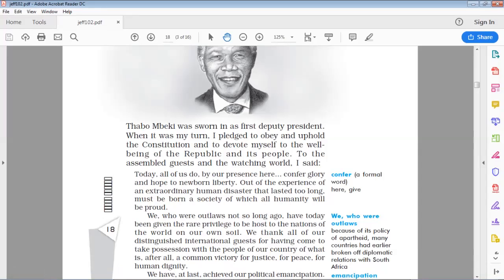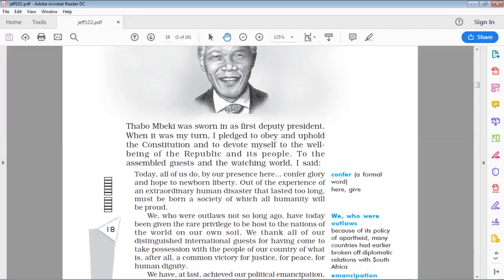We who were outlaws. Here he says that "were" means in the past. So we, those who were freedom fighters, he says to them, "we" refers to freedom fighters of South Africa. He says that earlier they were outlaws because of its policy of apartheid. Many countries had earlier broken off diplomatic relations with South Africa. They did not used to follow the rules of that country, so they were called outlaws, who do not follow the laws.